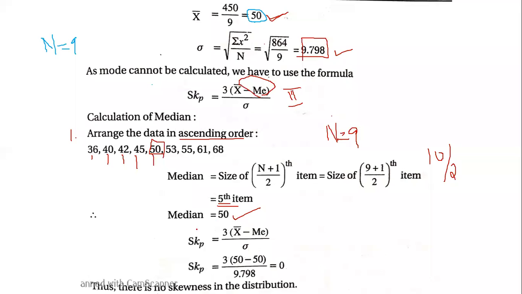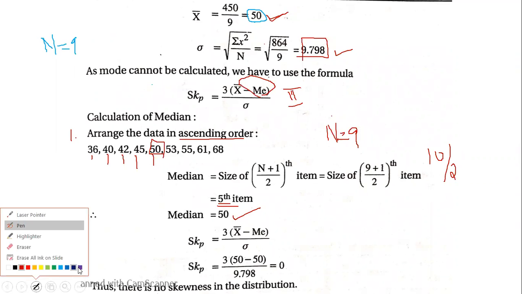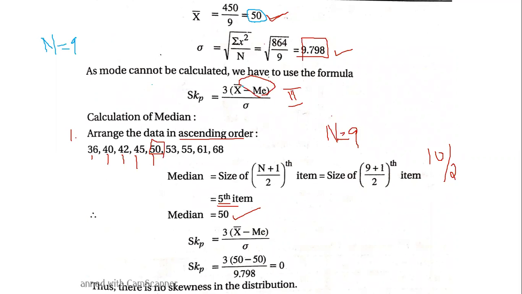Now let us go on and find the skewness. For this formula, let us check, do we have all the information? We have the information of arithmetic mean, that is already present. Arithmetic mean is 50. We know the median, median is also 50. We know the standard deviation, that is 9.798. Now let us put that into the formula. Pearson's skewness is equal to 3 into (x bar minus median) divided by standard deviation. Okay, x bar minus median divided by standard deviation.